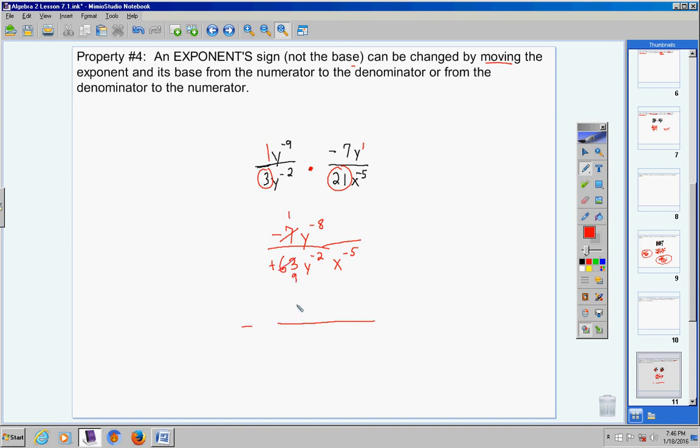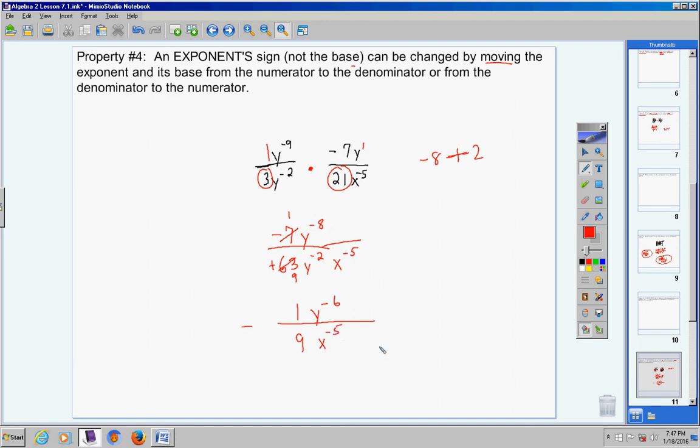So I have a 1 and a 9, okay? Both of these numbers are reducible by 7. Now I have a y being divided by a y. When you're dividing like bases, you write the y once up top, and take the top minus the bottom, so -8 minus -2. Well, -8 minus -2 is -8 plus 2. That's -6. Now, what do you have in the denominator still left over? X to the -5. There's no x up here to divide with it.